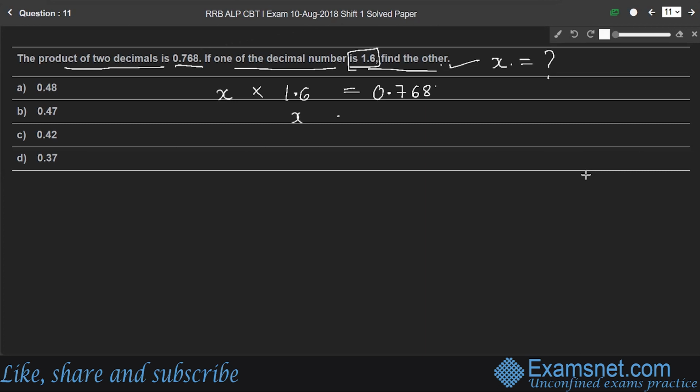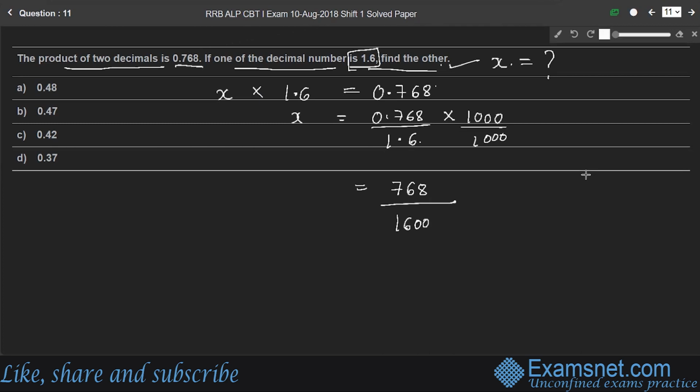Therefore, x is equal to 0.768 divided by 1.6. Let us convert these decimal numbers into whole numbers. For that, let us multiply both the numerator and denominator by 1000, since there are three places after the decimal point. So the numerator becomes 768, because 0.768 into 1000 is 768, divided by the denominator, which becomes 1600.